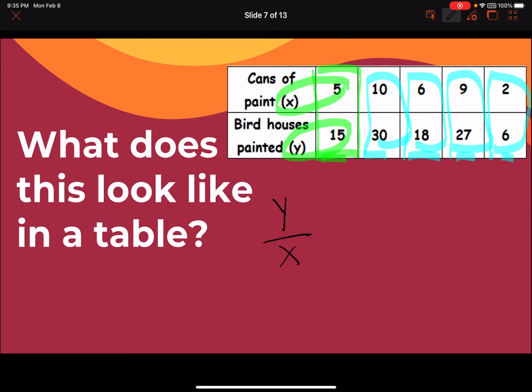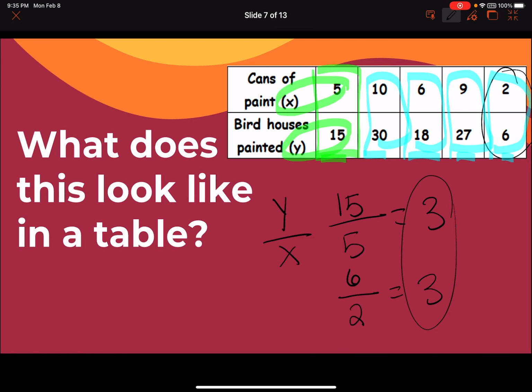So I'm going to do the first one. Our y is 15 over our x, which is 5. 15 over 5 is 3. Well, let's try this one just for kicks and giggles. Y is 6, x is 2, and 6 divided by 2 is 3. See, we get the same constant of proportionality for both of them.